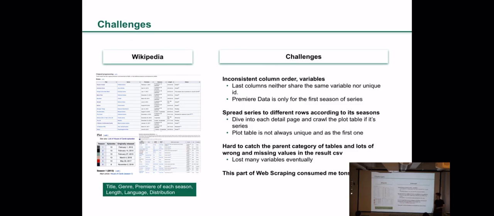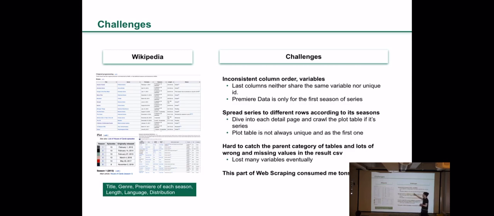Those are the challenges that I met when I was crawling those websites. First is Wikipedia. There are so many inconsistent column orders and variables. The last columns neither share the same variable nor a unique ID. For example, here is a status, but sometimes it's language, and there's no unique ID. So I had to figure out a way to catch them, but eventually I got a lot of wrong data.